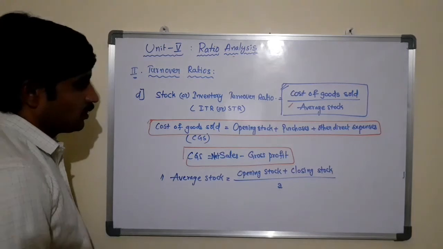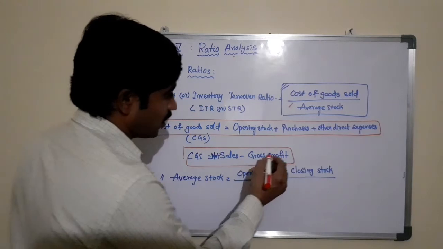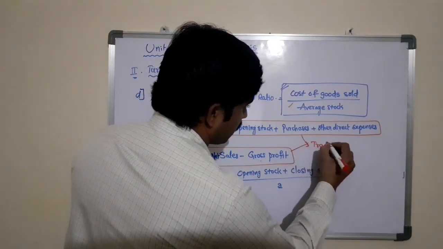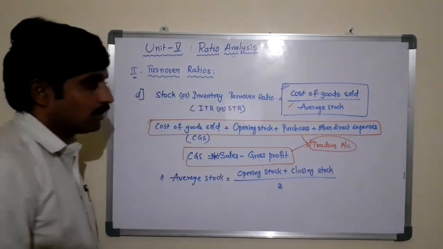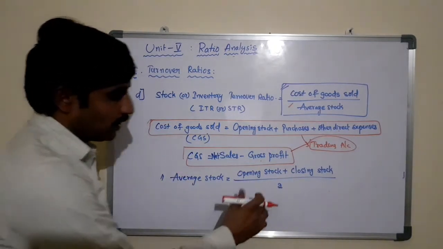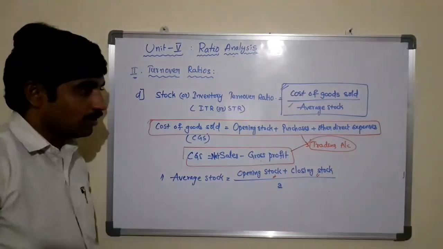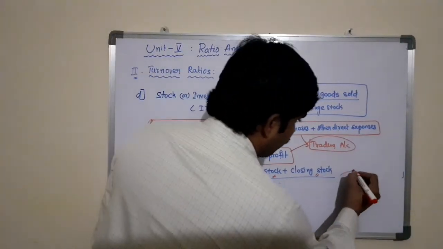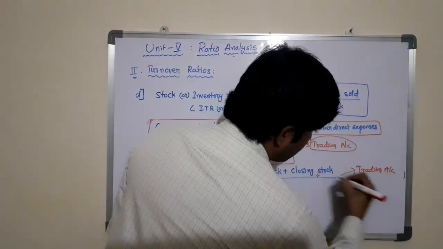See, in this ratio also, opening stock, purchases, other direct expenses, or sales and gross profit, all these we can find in the trading account. Whereas coming to the average stock, we are using opening stock and closing stock. These two stocks, opening and closing stock, we can find in the trading account as well as in the balance sheet.